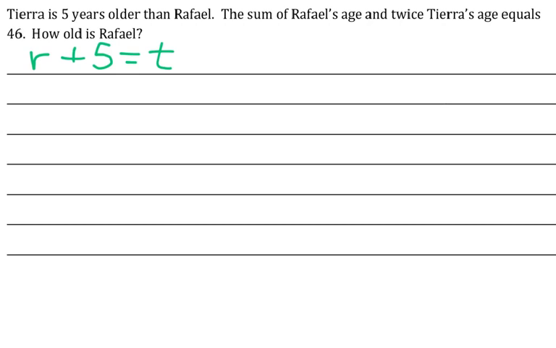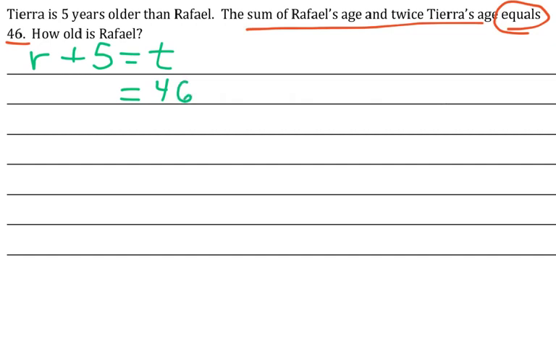And this one's a little bit more challenging. So let's say, the sum of Raphael's age and twice Tierra's age equals... okay, I see the word equals. So I'm going to put an equal sign here, and I will break apart the left side from the right side, which makes it easier if I put the number 46 here, and I just stop.